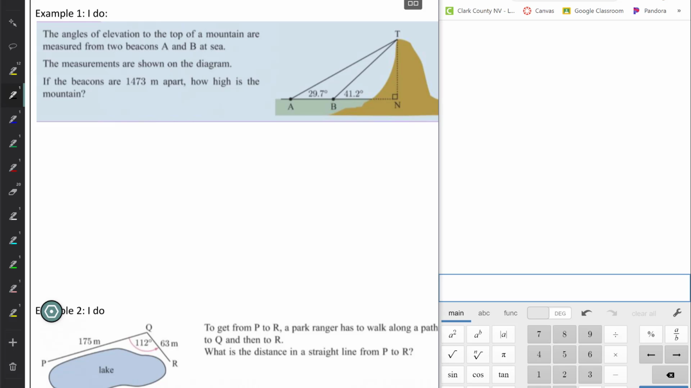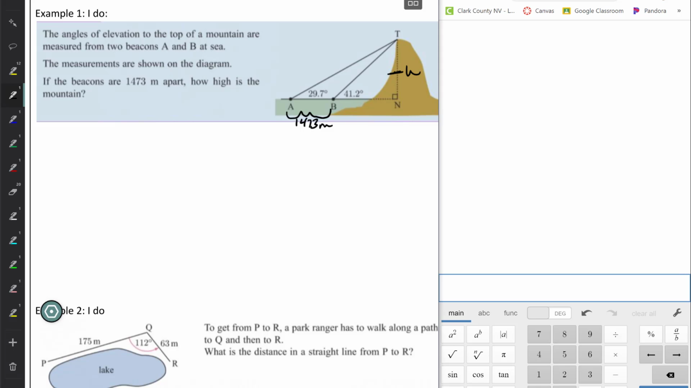All right, so let's take a look at this first example. The angles of elevation to the top of a mountain are measured from two different beacons at sea. We see that they are 29.7 degrees and 41.2 degrees, and that these two beacons are 1,473 meters apart. So I'm going to write that in here. So I've got some other kind of measurement now. And what I'm trying to find is how high is the mountain? What is this distance here?